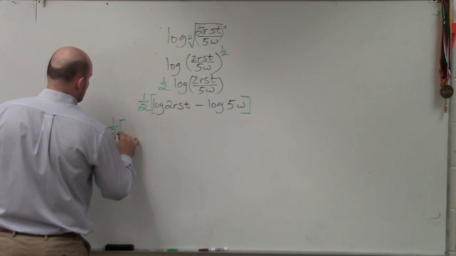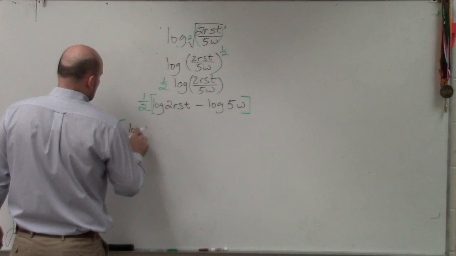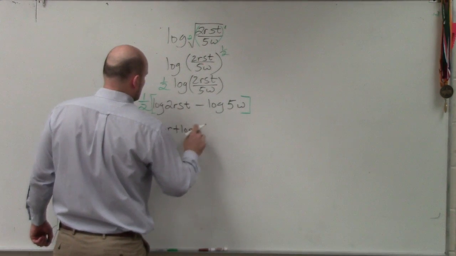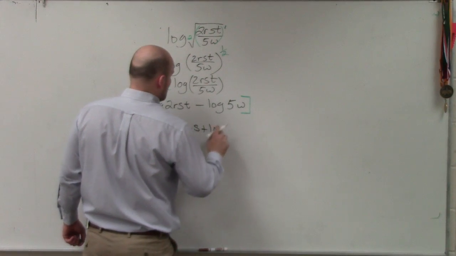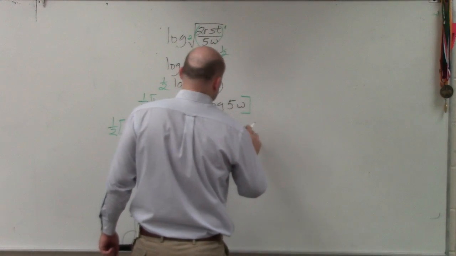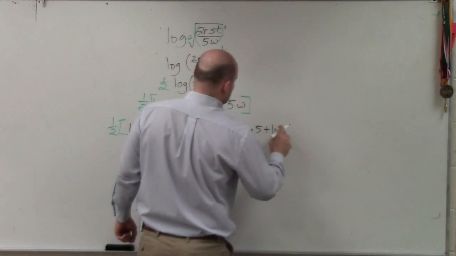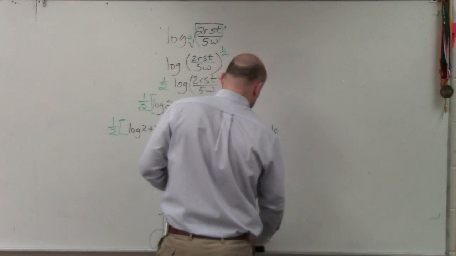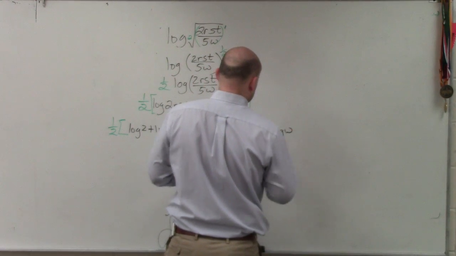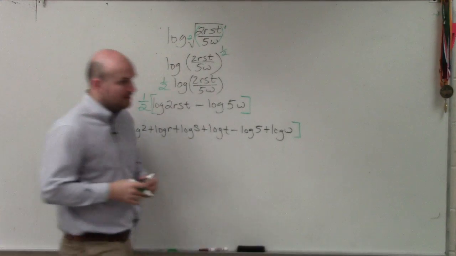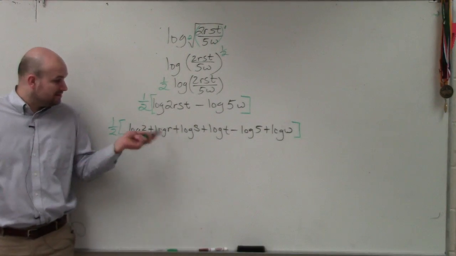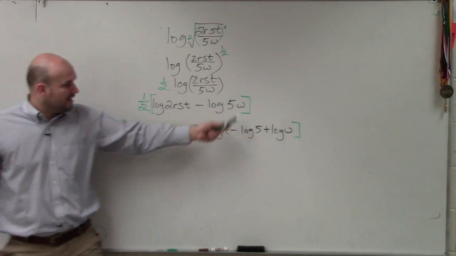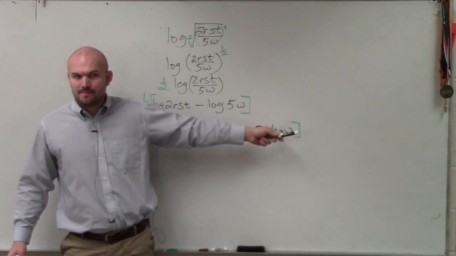So I have 1/2 log of 2 plus log of r plus log of s plus log of t minus log of 5 plus log of w. Whoa, looks pretty crazy, right? But all I did was I broke up each one of these as the addition of a separate logarithm. I broke up these two as the addition of a separate logarithm.